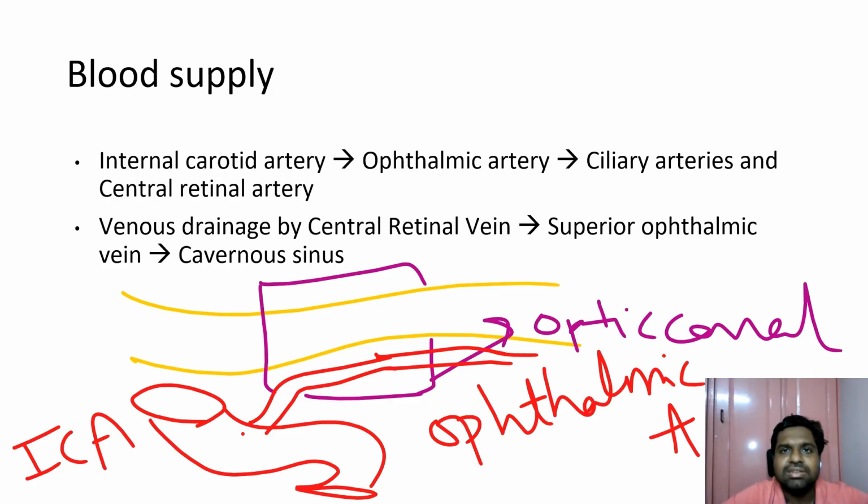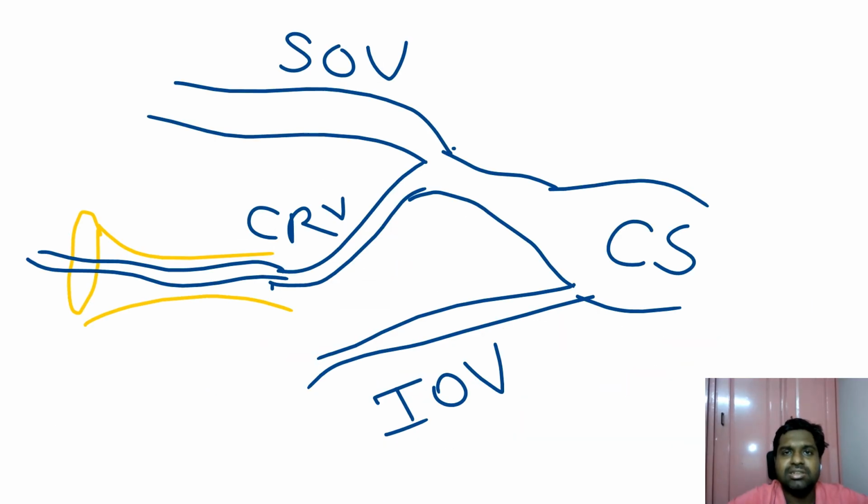Venous drainage by central retinal vein, and from there to superior ophthalmic vein, and from there to cavernous sinus. Here you can see the venous drainage of optic nerve, where there is central retinal vein which drains into superior ophthalmic vein, that further drains into cavernous sinus. Cavernous sinus also drains inferior ophthalmic vein.